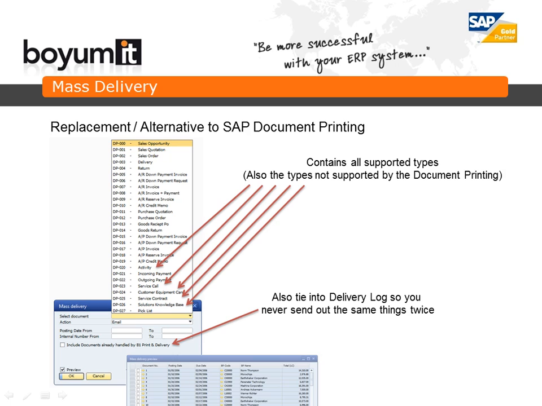Next up we have the mass delivery system, which is a replacement of the SAP document printing. We still support the document printing, but the new system contains all supported types that the document printing had, and also the types not supported by document printing, that being activity, service call, customer equipment card, service contract and solution knowledge base. Also, in addition to only printing what is not already marked as printed, we have a tie-in to the delivery log, so you never have to send out the same thing twice.